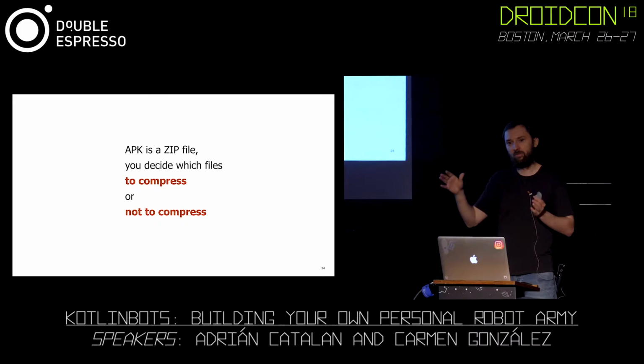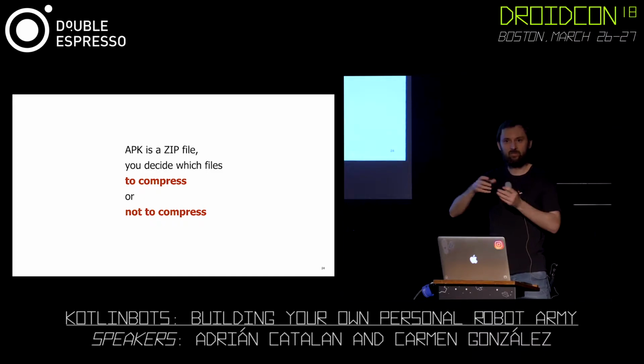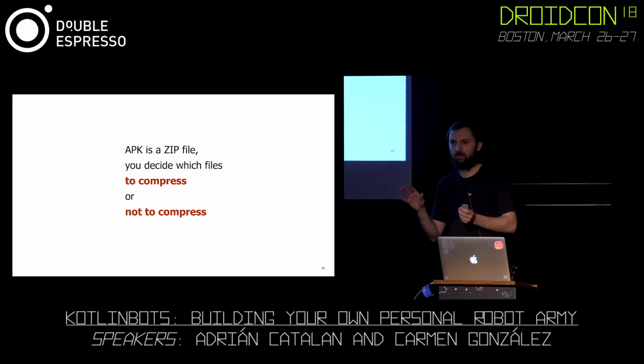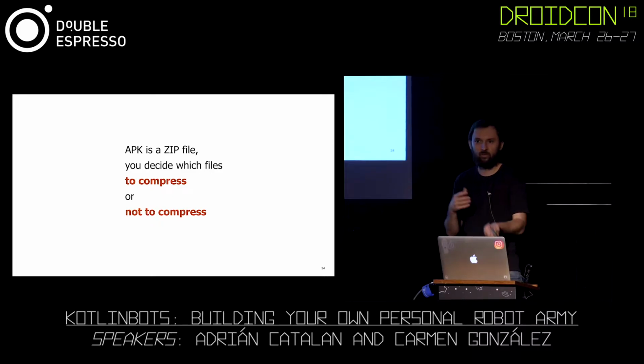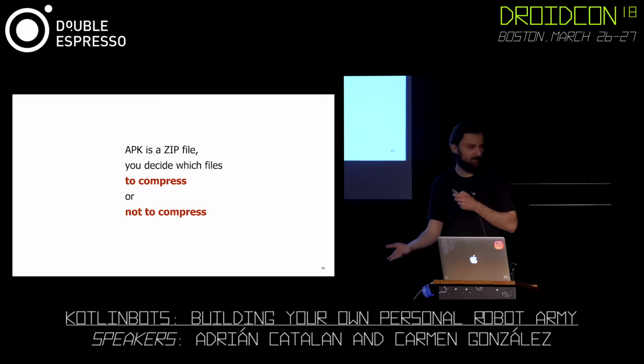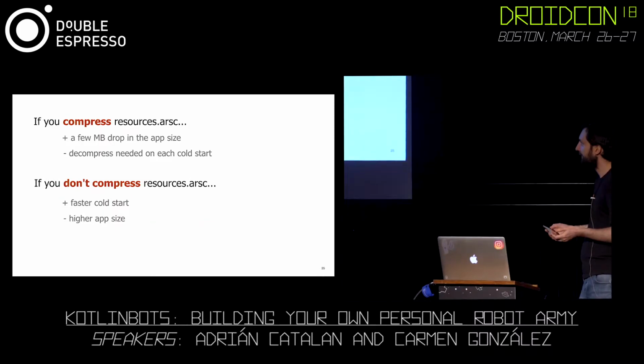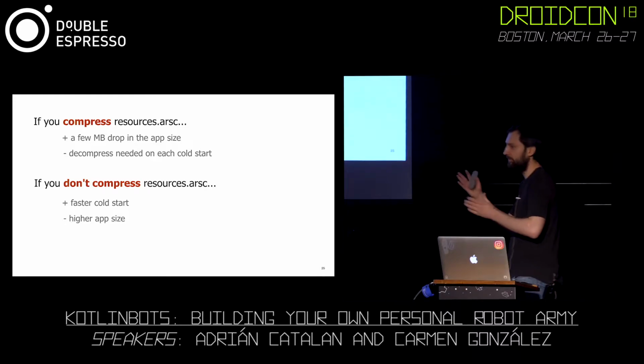It's okay to have a zip file where some files are compressed and some are not. This is totally fine. An Android system, when launching your app, will handle both cases, whether this file is compressed or not compressed. So if you do compress this file, you will see a few megabyte drop in the app size because you compress it.